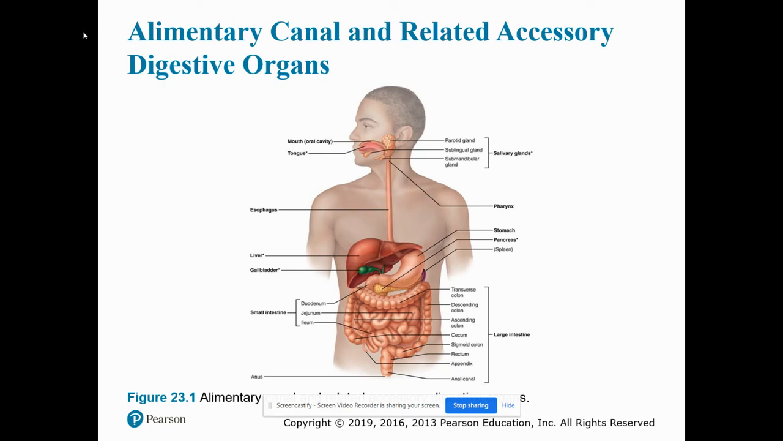Here are the alimentary canal and the accessory digestive organs. For the alimentary canal, we start at the mouth. We have the pharynx, go down the esophagus to the stomach, small intestine, large intestine, and then anus. For the accessory digestive organs, we have the salivary glands here and here and here. We have the tongue, the liver, the gallbladder, and the pancreas. And then teeth also, but teeth are not shown.